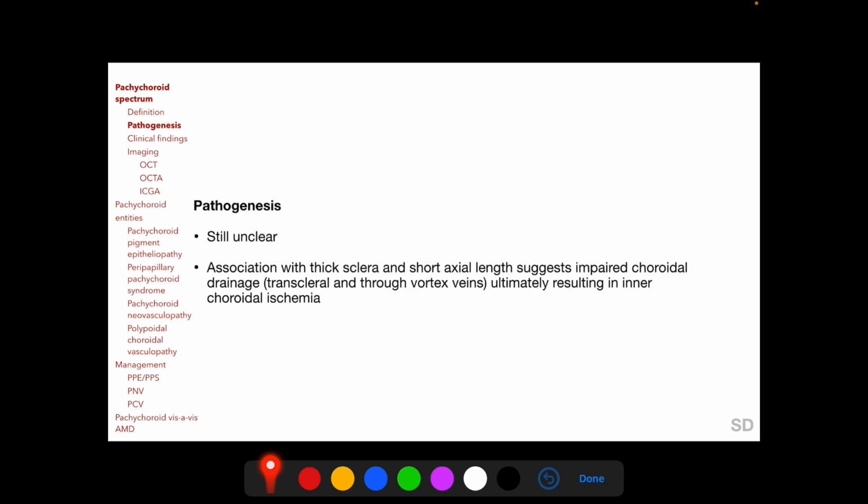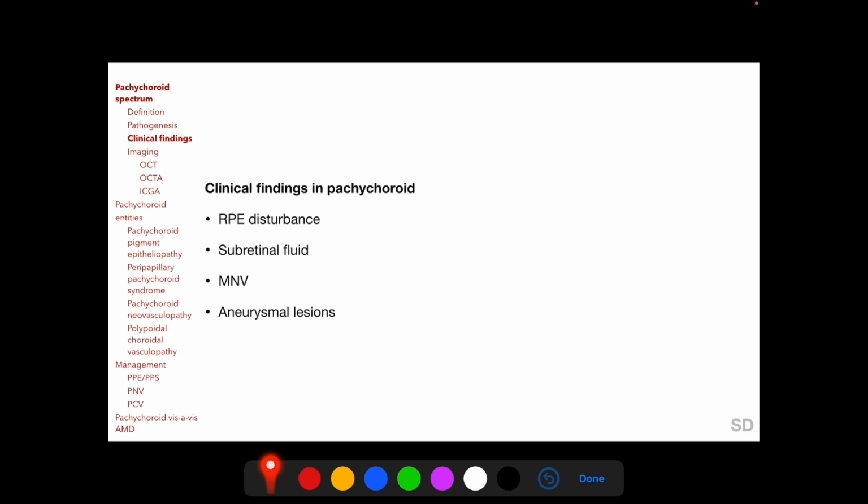Pathogenesis of pachychoroid is still unclear, and association with thick sclera and short axial length suggests impaired choroidal drainage either through the transscleral or through vortex vein routes, ultimately resulting in inner choroidal ischemia. Clinical findings in pachychoroid include RPE disturbance, subretinal fluid, macular neovascularization, and aneurysmal lesions, which we'll discuss as we take up the individual pachychoroid entities.